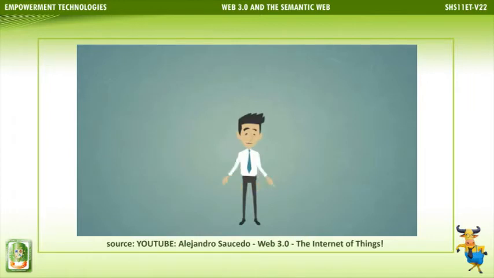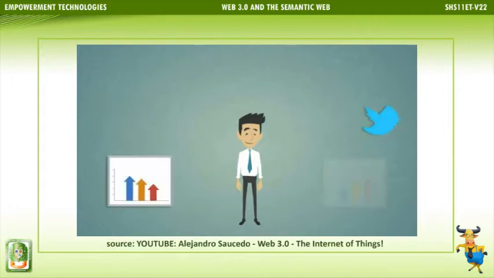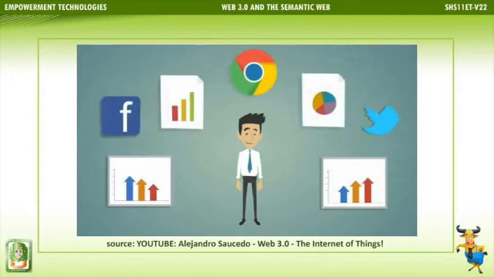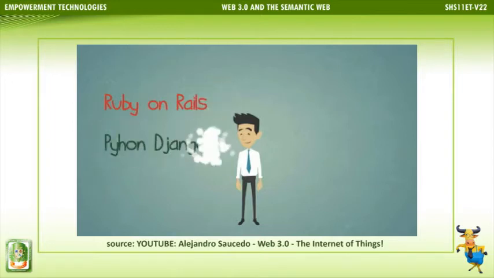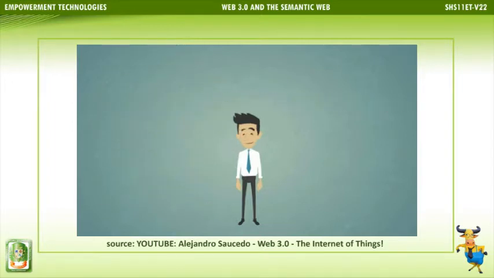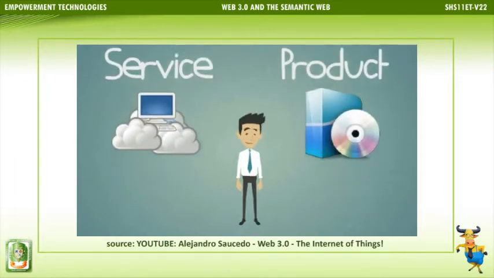That sounds amazing! Hey, and can my business benefit from all this? Definitely! Businesses benefit from the Web 3.0 in numerous ways. They're not only discovering new novel ways of using social media for marketing, but they're making use of technologies such as Ruby on Rails, Python's Django, and Hadoop to scale their businesses massively through the internet by selling software as services instead of as products.